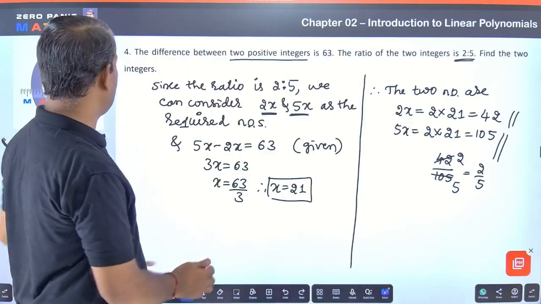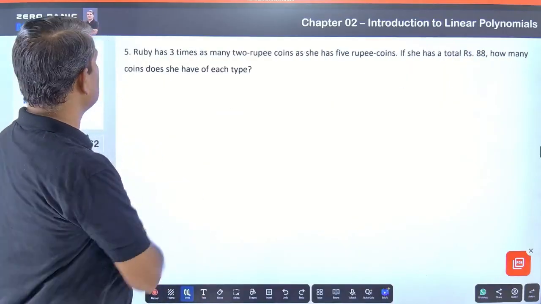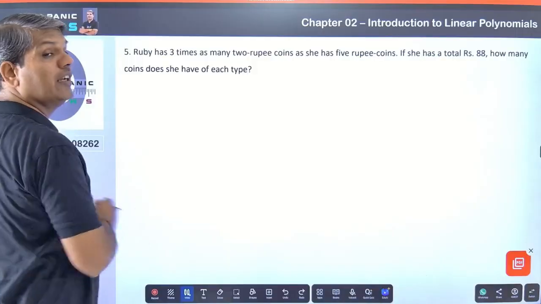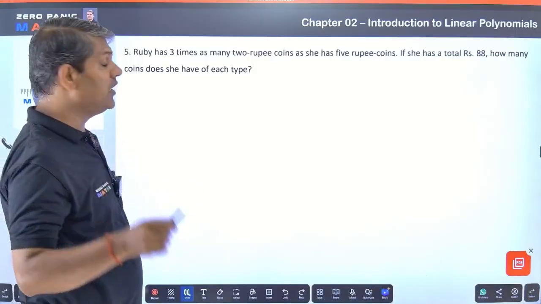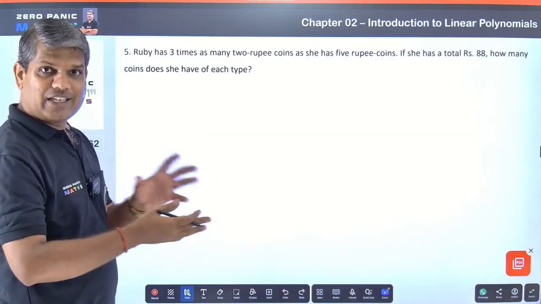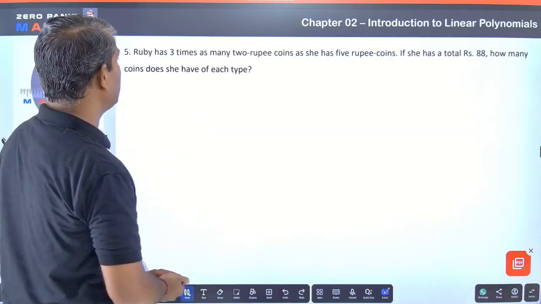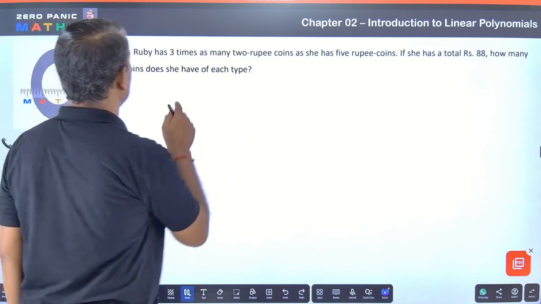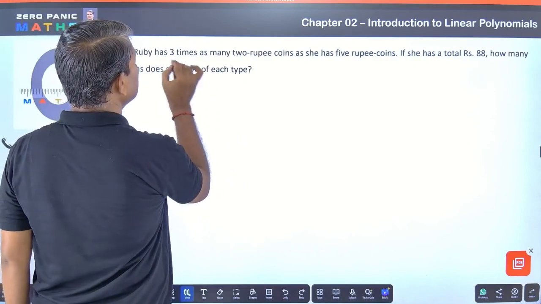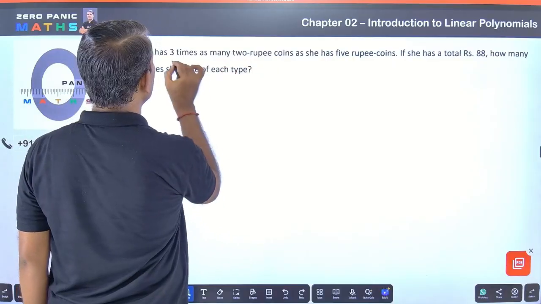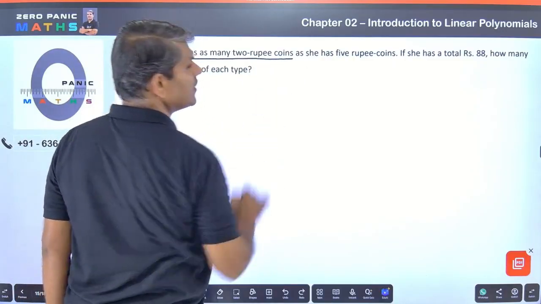Okay, now let us quickly move to the next problem. This is also very important, converting the given information into an algebraic expression. Listen to me carefully again. Ruby has 3 times as many 2 rupee coins.